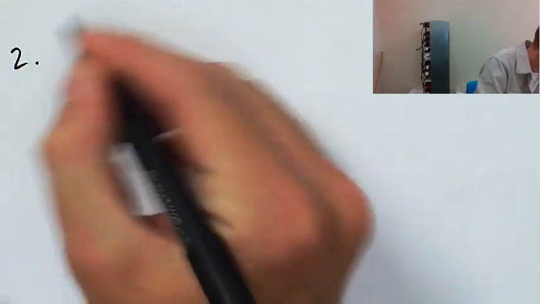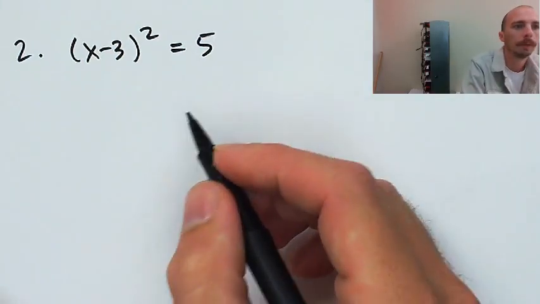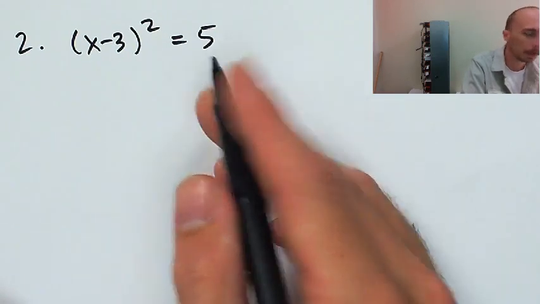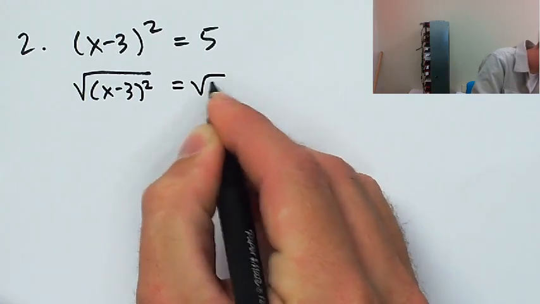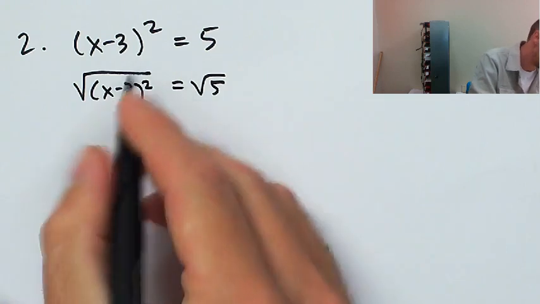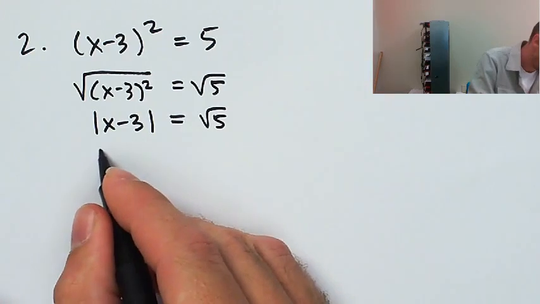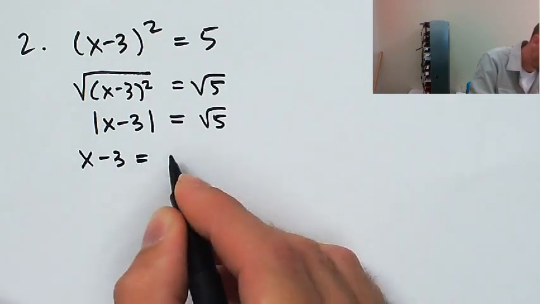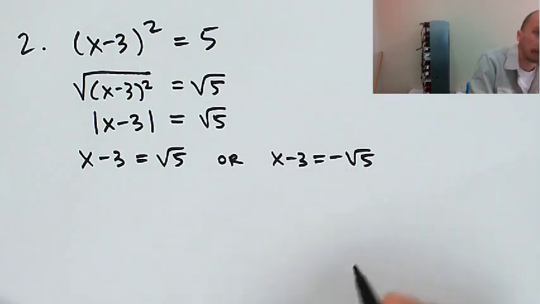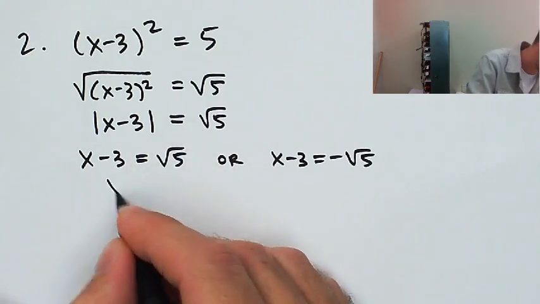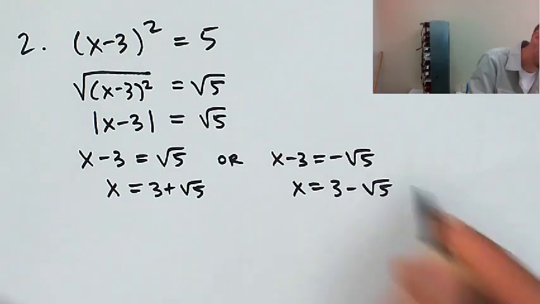The second one of these is x minus 3 squared equals 5. I'll do the exact same thing. I'm going to take the square root of both sides. Then I'll say this is the absolute value of x minus 3, and that's equal to the square root of 5. That means that x minus 3 equals the square root of 5, or x minus 3 is the negative square root of 5. Then I'll add 3 to both sides of both equations, and I'll get x equals 3 plus square root 5, or x equals 3 minus square root 5.